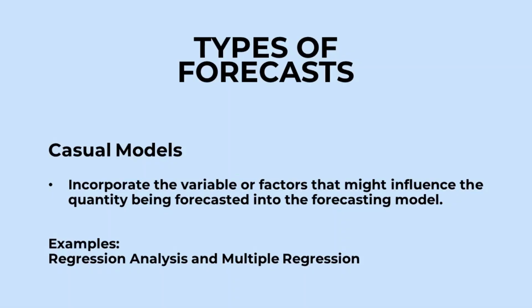Let us now proceed to the other types of forecast, the causal models. Causal models incorporate the variables or factors that might influence the quantity being forecasted into the forecasting model. For example, daily sales of a particular item might depend on the season, the average temperature, the average humidity, whether it is a weekend or a weekday, and so on. Thus, a causal model would attempt to include other factors for temperature, humidity, season, day of the week, and so on. Causal models may also include past sales data as time series models do, but they include other factors as well.